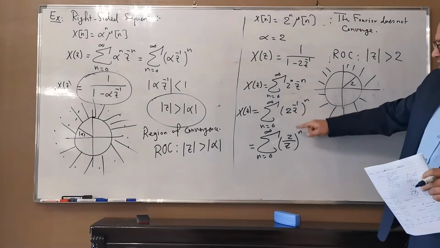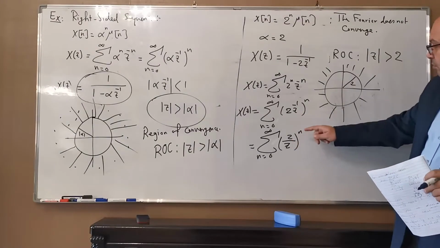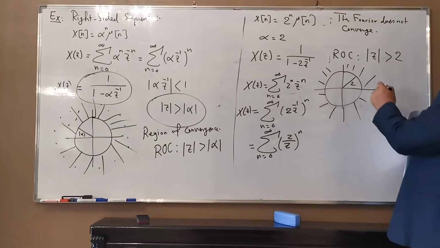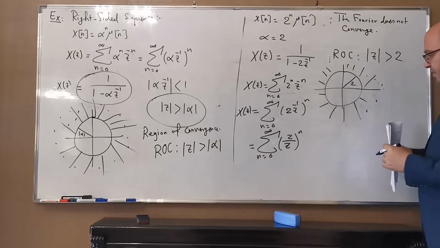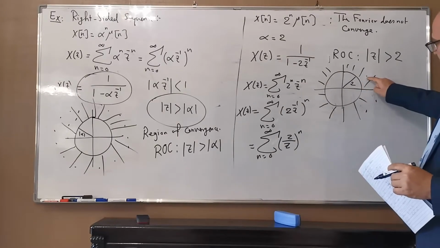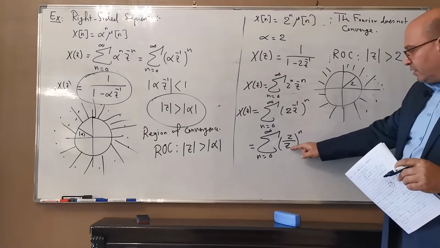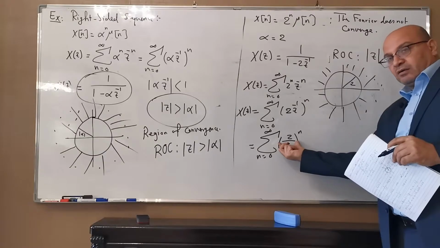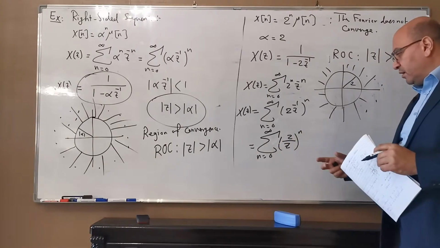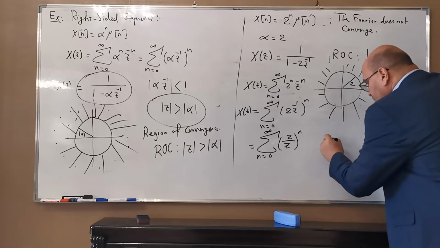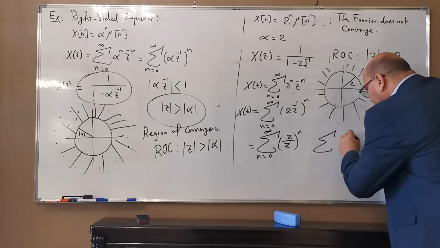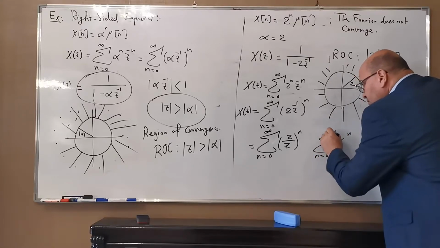So 2 z inverse is 2 over z. Now, if I am outside this region here, then the magnitude of z is greater than 2. So 2 over something greater than 2 is less than 1. So the whole ratio r here is r to the power n. So my sum is the summation of r to the n from n equals 0 to infinity.